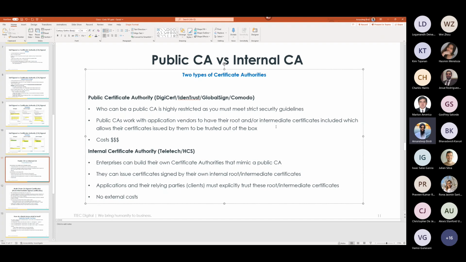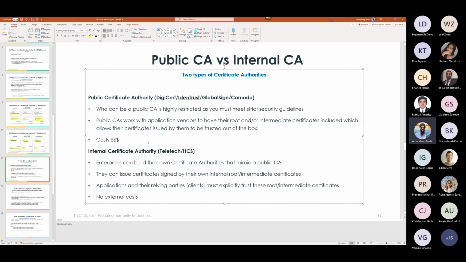And the last thing with a public CA is it costs money, right? It's not cheap to get a cert signed by a third party. But sometimes, well, not sometimes, business costs money, right? So you gotta pay the bucks. So the next one, I guess, is the internal CA.